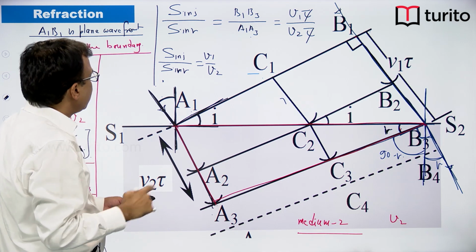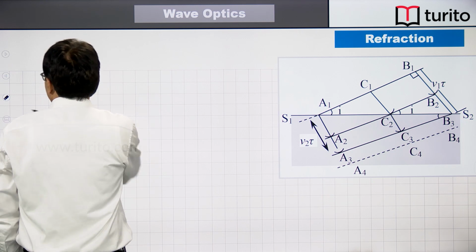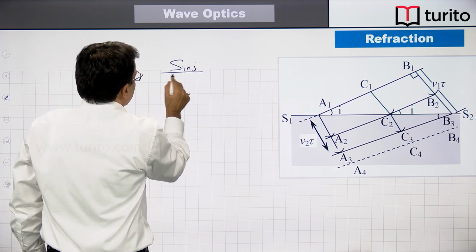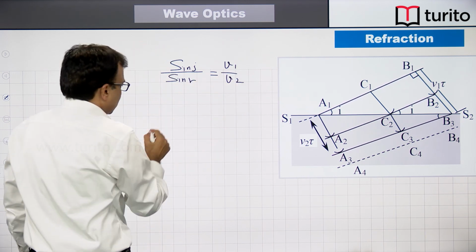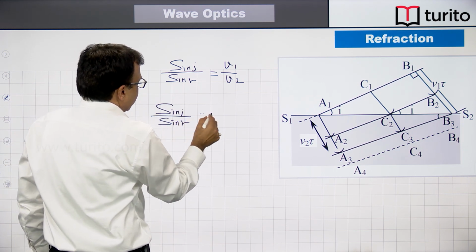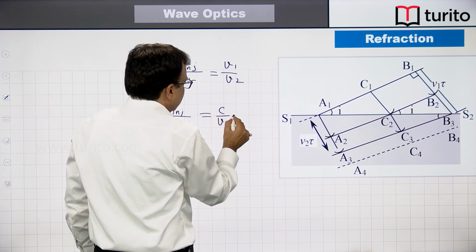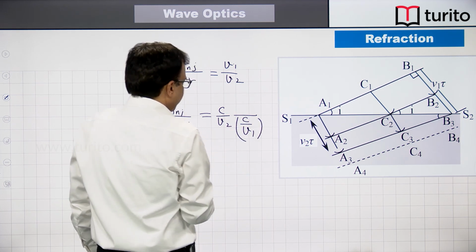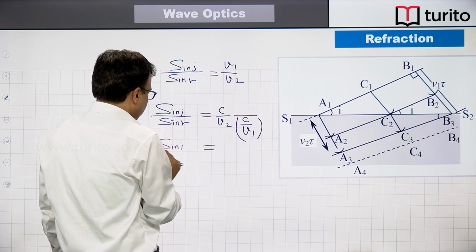Their space is not available, so I am moving on to the next page. sin i upon sin r equals v1 upon v2, or sin i upon sin r equals c upon v2, and it can be written as c upon v1. C upon v2 is the refractive index, by definition, of medium 2.